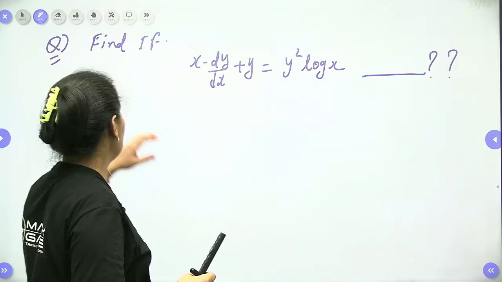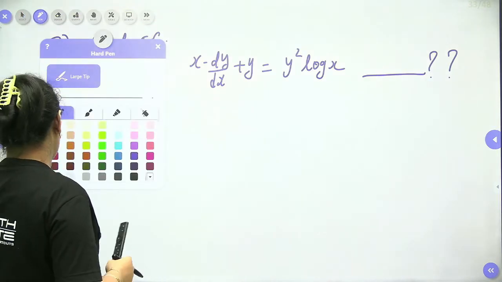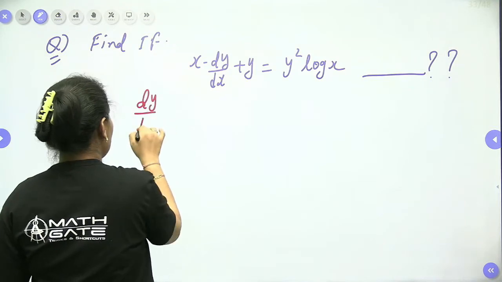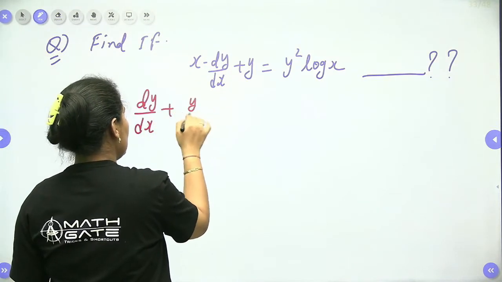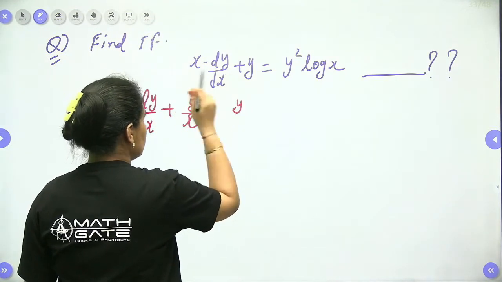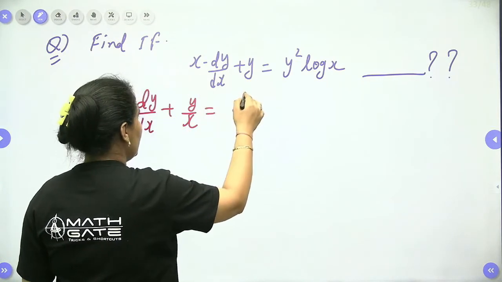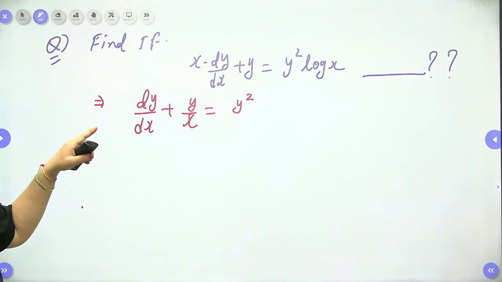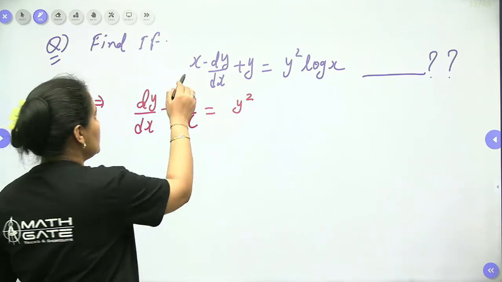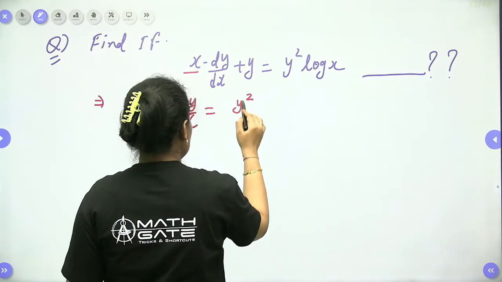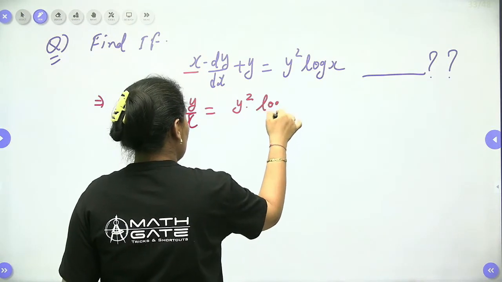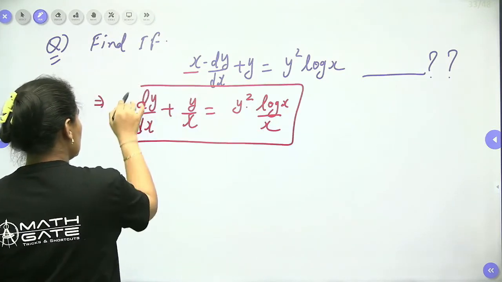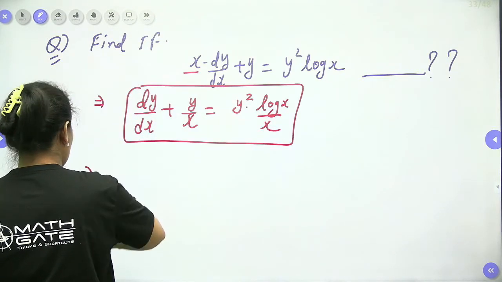Now let's approach how we will find out the integrating factor. So, dear students, first of all we will write down the equation in a systematic manner. So it will be dy by dx plus y by x is equal to, we have to divide the complete term by x only, because we have to remove this x. So that's why it will be y square into log x by x, right? Exactly. Okay, let's approach it.